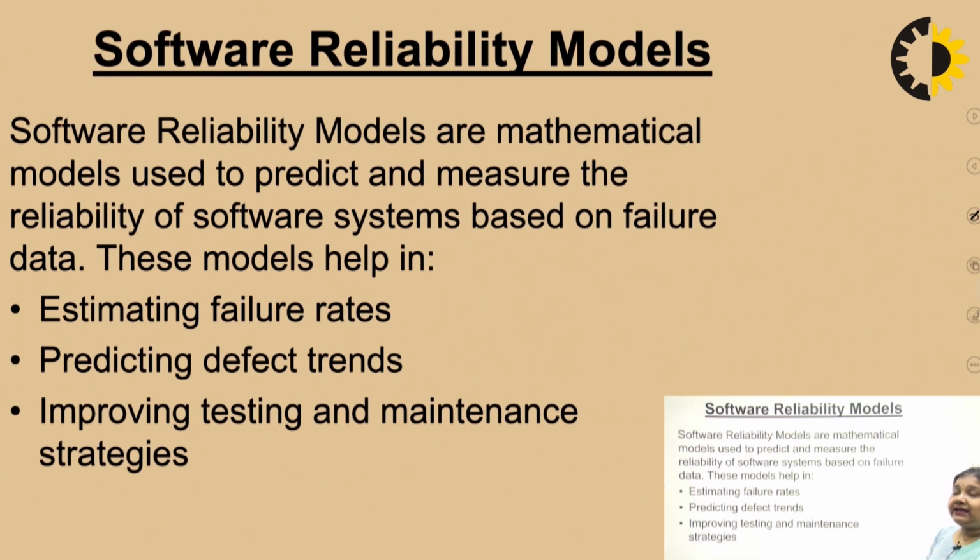Now next is our software reliability models. We have some software reliability models that are mathematical models used to predict and measure the reliability of software systems based on failure data. These models help in estimating failure rates, predicting defect trends, and improving testing and maintenance strategies. So these are some points upon which the software reliability models work.